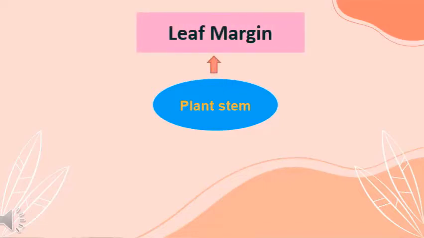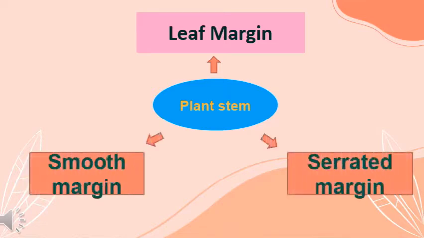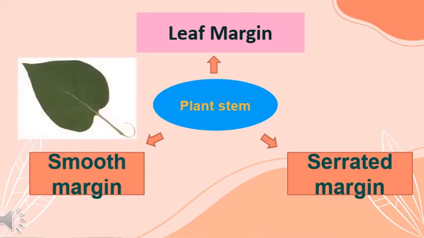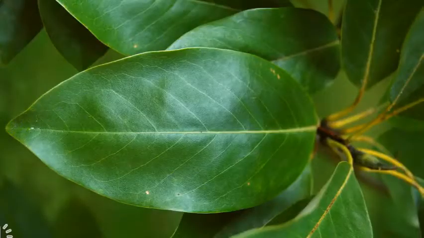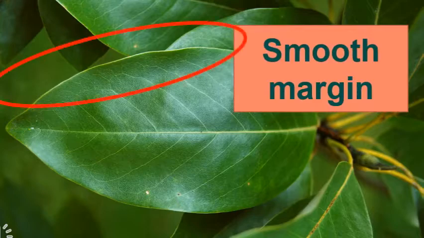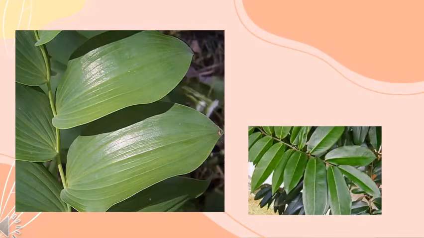Leaf margin of a plant stem. There are two leaf margins. First, we have the smooth margin and the serrated margin. Smooth margin. Look at the picture and look closely to the side of the leaf. The texture you see there is very smooth. It looks smooth and it feels smooth when you touch it.